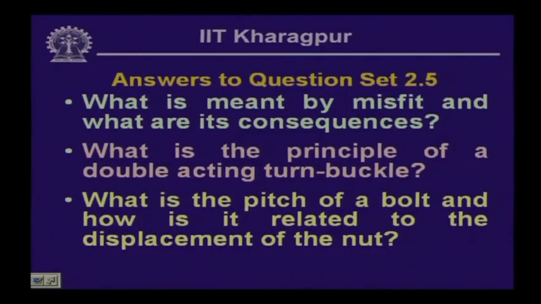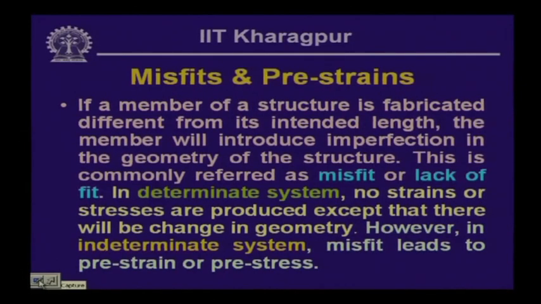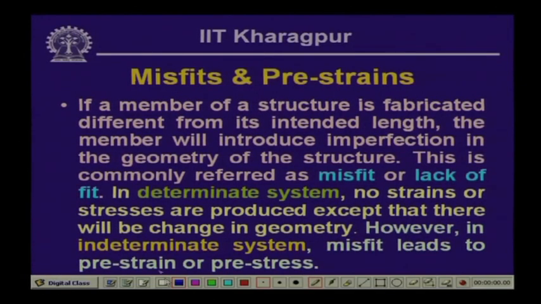Well, let us look into the answers to the questions which we had posed in the last lesson. The first question was, what is meant by misfit and what are its consequences? Now, you must be remembering that last time I had told that if in any system, if a particular member of a particular length is manufactured or fabricated in such a way that it varies from its original length, then there is a problem of fitting that particular member into the whole structural system, and that leads to some problems.